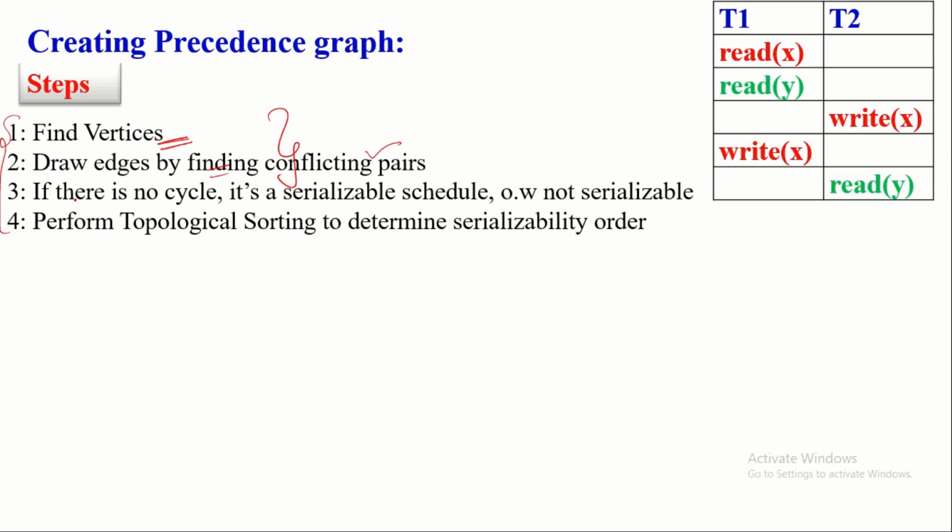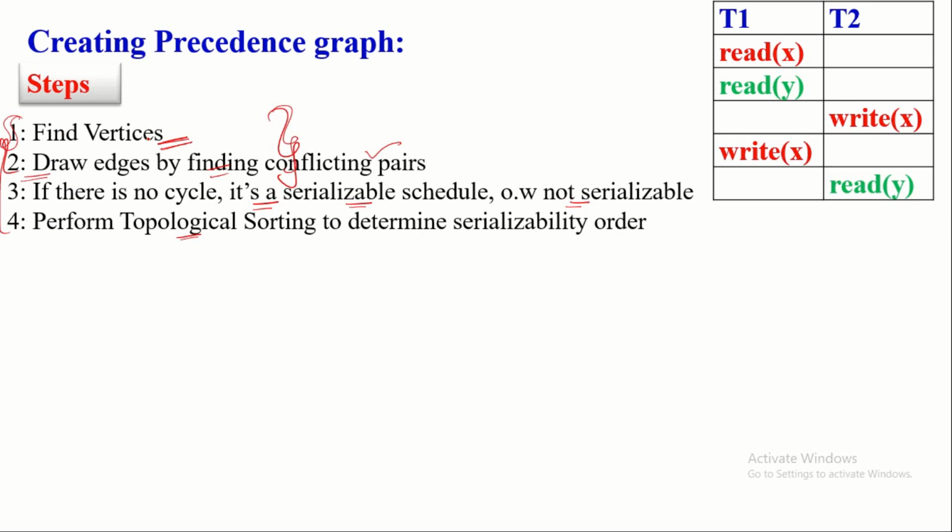And in the third step, if there is no cycle in the precedence graph constructed in the first two steps, then we can determine that the given schedule is a conflict serializable schedule. Otherwise, it is not serializable. Once we determine the given schedule as a conflict serializable schedule, we have to determine its serializability order by performing topological sorting on the transactions. Let us first create the precedence graph according to the first two steps.